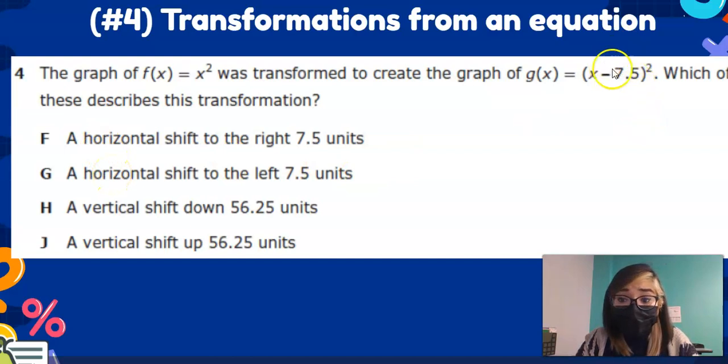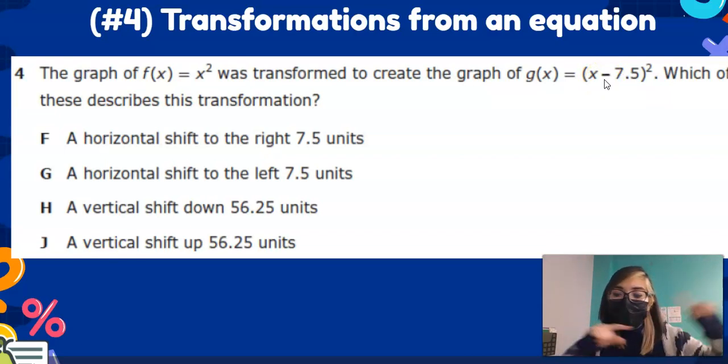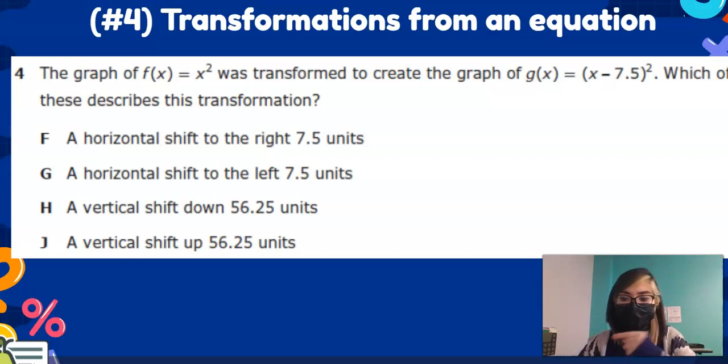Now here, since we're subtracting and we know we're inside, we're doing the opposite. Usually subtraction makes us think negative, but we're going to do the opposite. It's actually going to be positive, so we're going in the right direction.